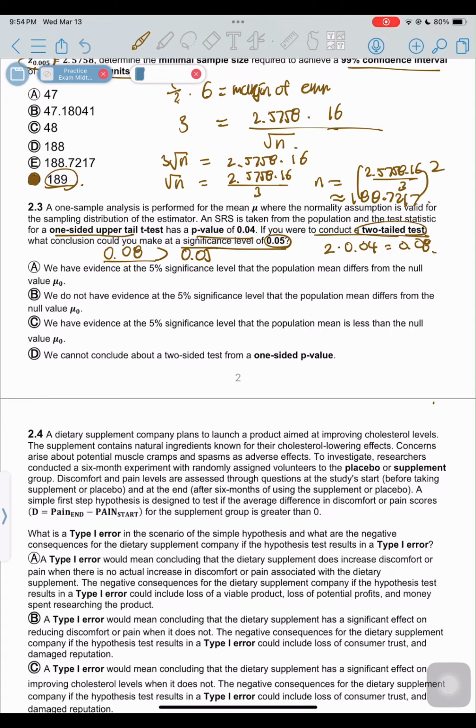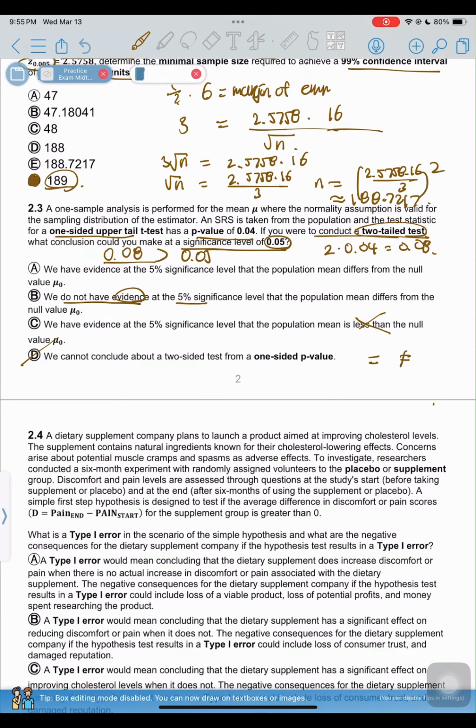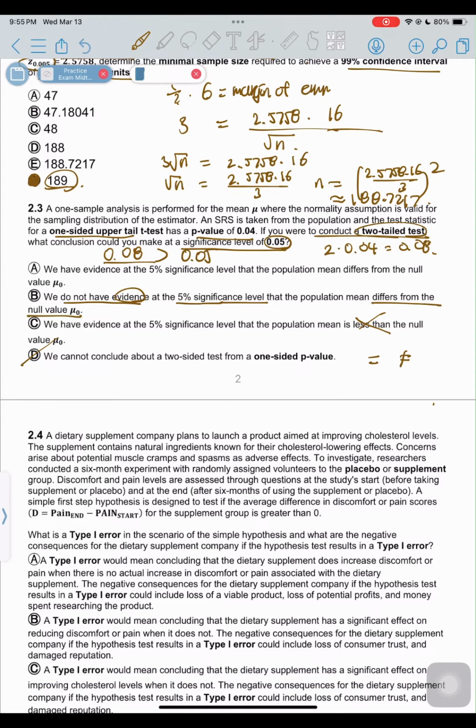So this is not D, and this is two-sided, right? So it's not less than. If it's two-tailed, then it's going to be either equal or not equal. So we do not have evidence at the 5% significance level that the population mean differs from the null value, because we cannot reject the null. So that makes B the right answer.